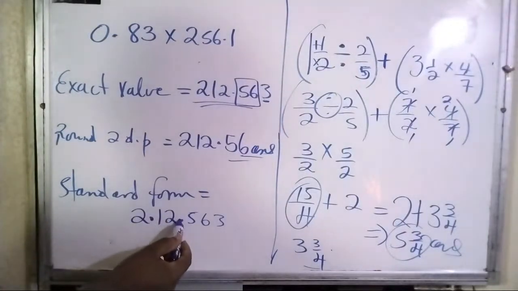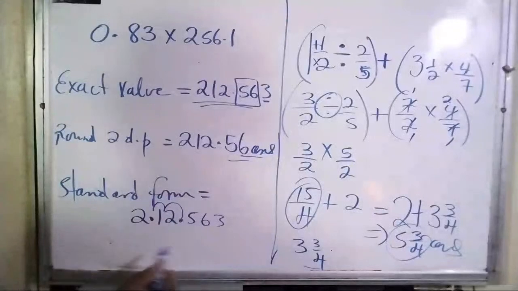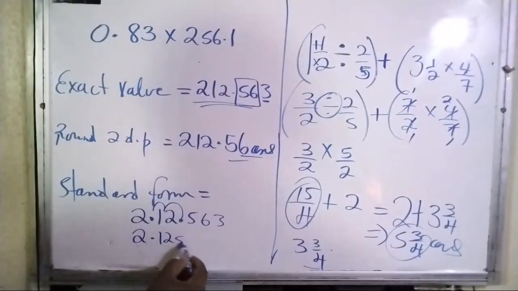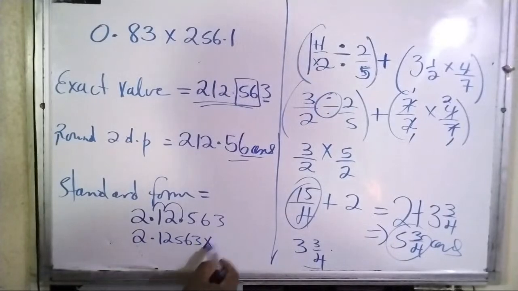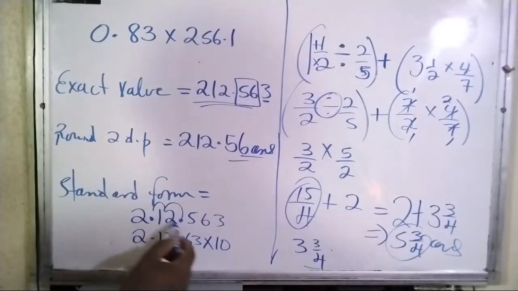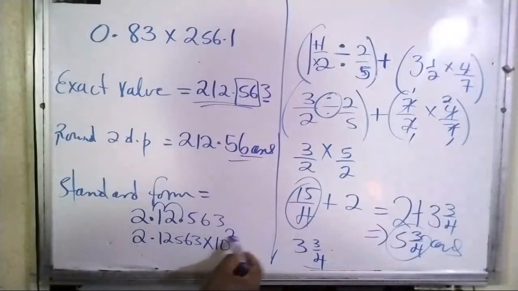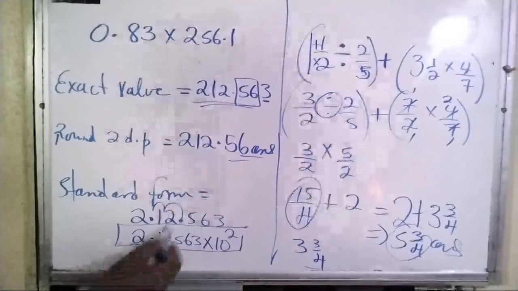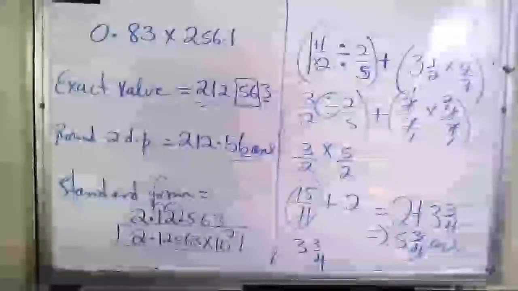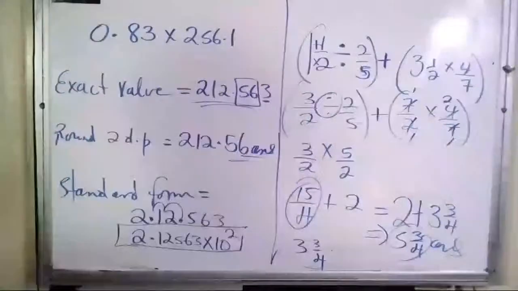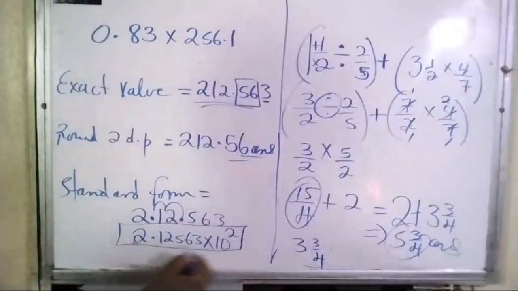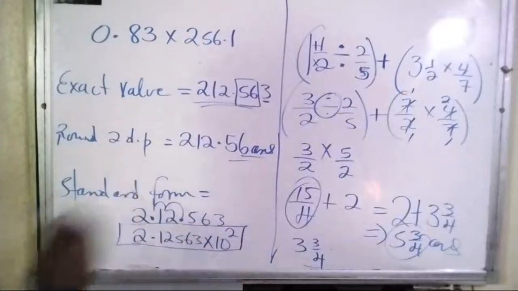So we're going to make it 2.12563, so we move 2 places. So it will be 2.12563 times 10 to the number of places that we move. Now we move 2 places. One thing you can know about standard form, when you multiply it out, you're supposed to get back the original. So you're supposed to get 212 when you multiply it. It will be positive. Because when you're multiplying by 10, by 100, you will move the decimal place 2 times.